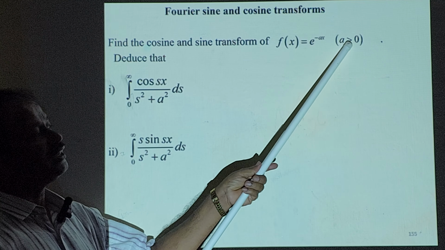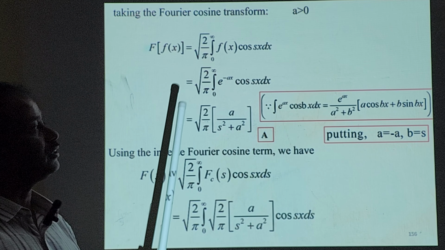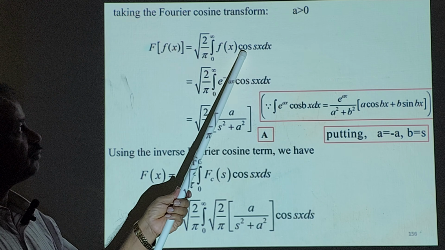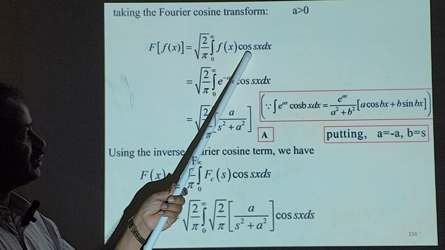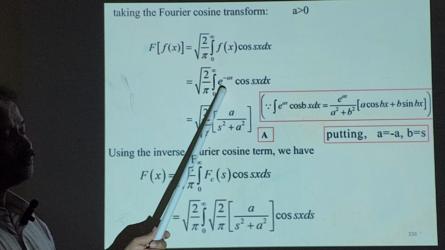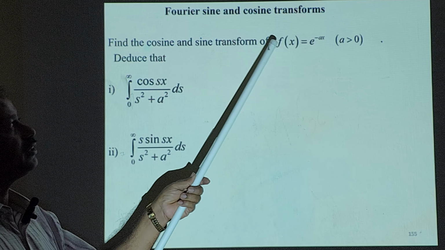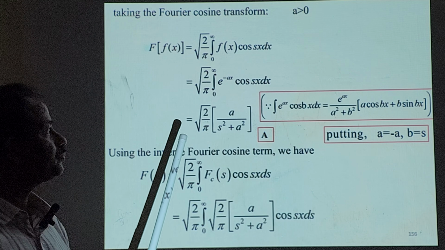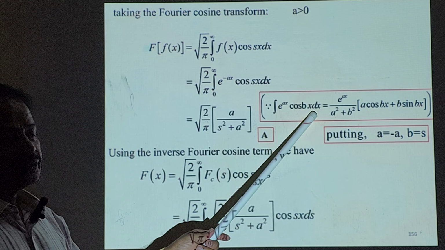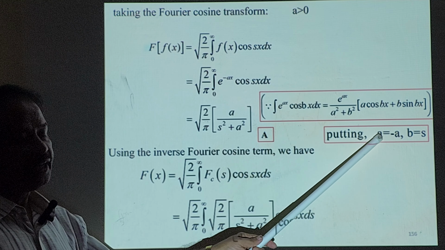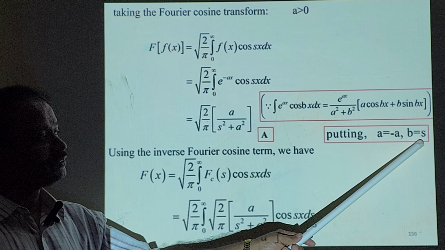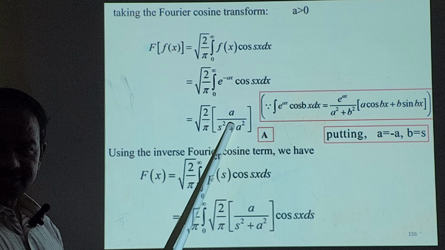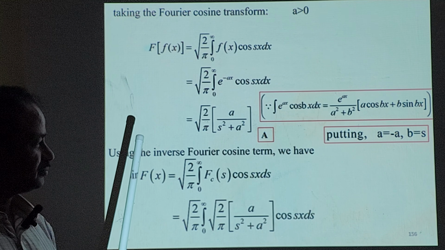And of course it is given that a is greater than 0, so I have written a is greater than 0. We'll have to use the cosine transform. The cosine transform formula is given by this. Instead of f of x, we have to substitute e power minus ax as given in the problem. So we have e power minus ax cos sx dx. So use this formula, using a equals minus a and b equals s, that will give us this answer. So that is your assignment.